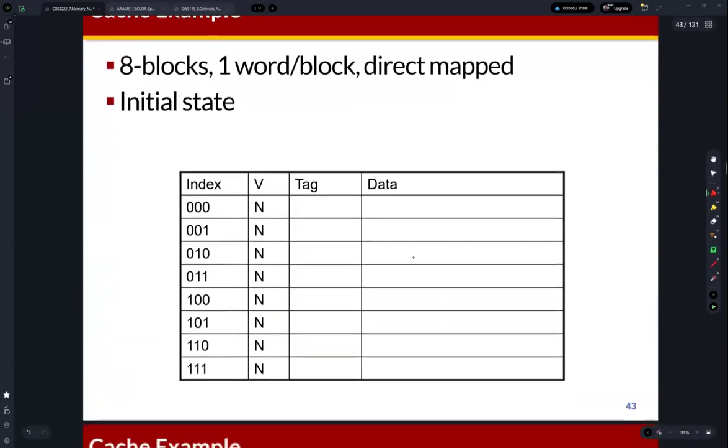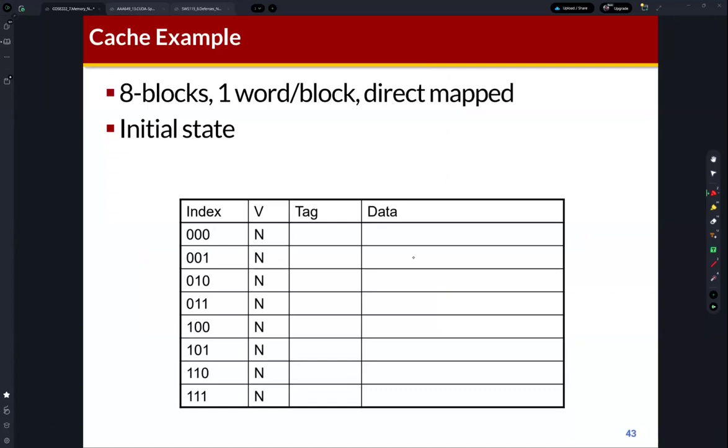Okay, let's see the example. Cache example. This cache includes 8 blocks, which means this cache includes 8 entries, and the size of a block is 1 word. What is a word? It's 4 bytes. And the cache mapping scheme is direct mapped, which is what we learned.